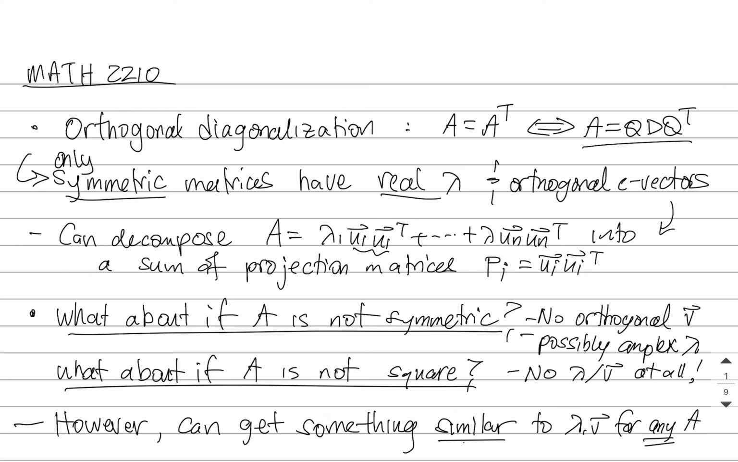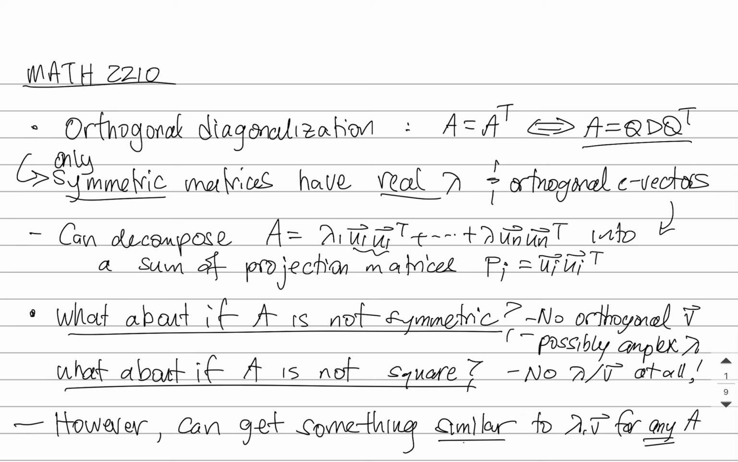We will be able to get eigenvalues if the matrix is square, but there's no guarantee that the eigenvectors will be orthogonal, and the eigenvalues could be complex. Even worse, if our matrix isn't square, then we don't even have eigenvalues and eigenvectors. They're not defined. But something amazing happens here: we can get something similar to lambdas and v's, so eigenvalues and eigenvectors, for any matrix, whether it's symmetric or not, whether it's square or rectangular.